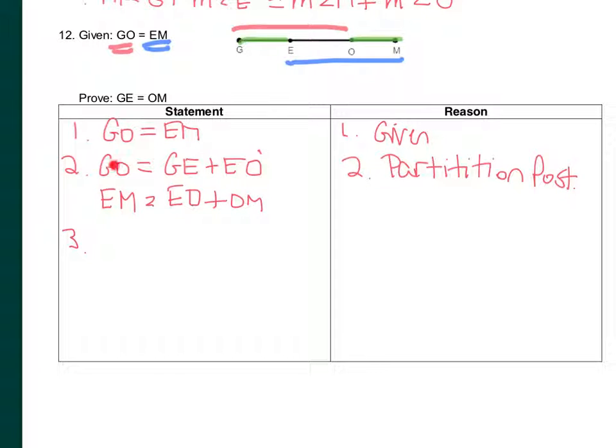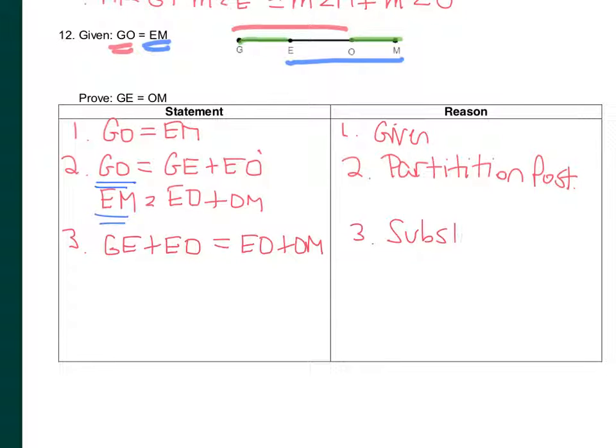And look at that. We happen to know that GO equals EM. The left sides match. Therefore, the right sides should match. So I can say that GE plus EO will equal EO plus OM by the one that's come up a lot, substitution property.